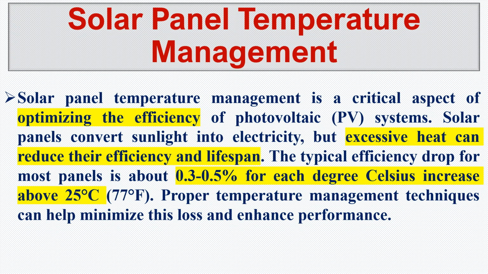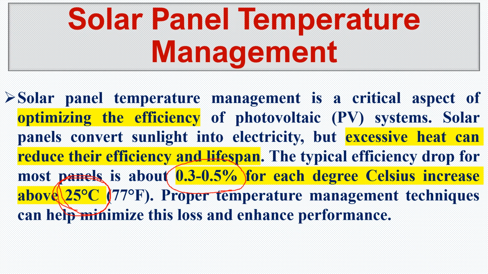Okay, so usually there is a 0.3 to 0.5 percent efficiency drop for each degree Celsius above 25 degrees. That's why we are saying 25 degrees Celsius is typical. We want the panel's cell temperature at 25 degrees. But if it goes higher, for each degree there's let's say a 0.3 to 0.5 percent efficiency drop.